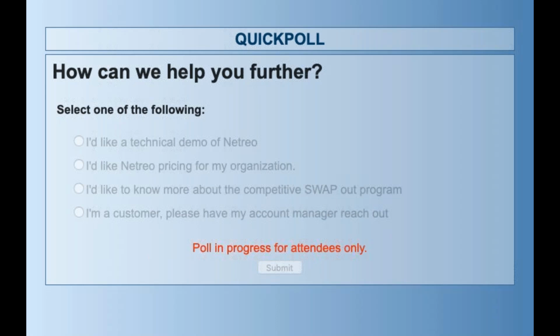So James, another question that I have here, and this is for you. So we talk about managing IT at scale. So how many devices can the Netreo platform monitor at one time?